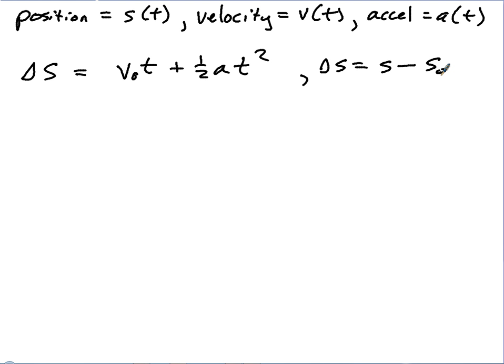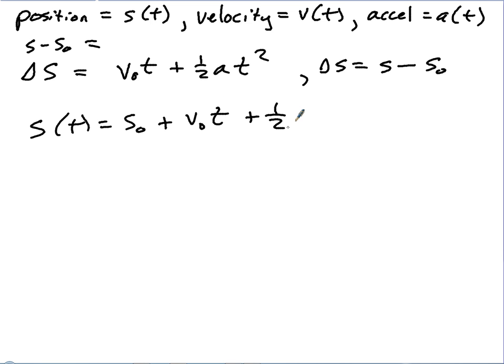When you move on and start doing calculus-based physics, you'll want to write that as S of t, because t is the independent variable, right? And then instead of delta S being S minus S naught, we'll just add the S naught to the other side. So we get initial position plus initial velocity times time plus 1/2 a t squared, right? Okay. Now, do you remember what the equation for velocity was?